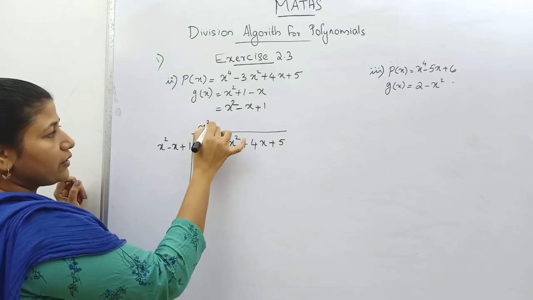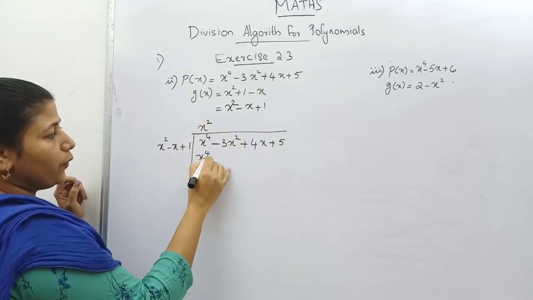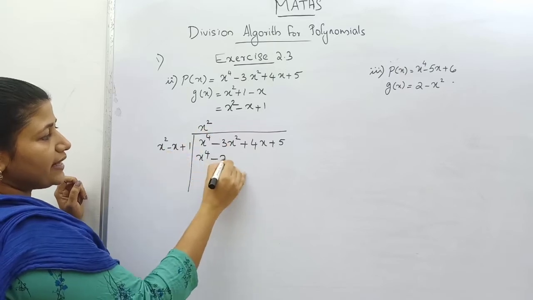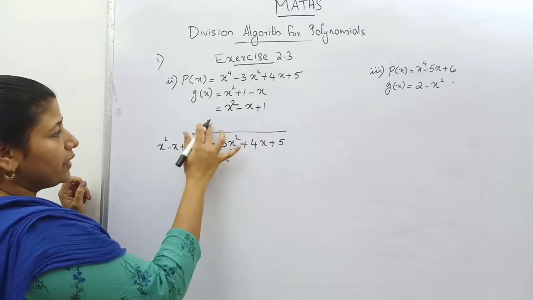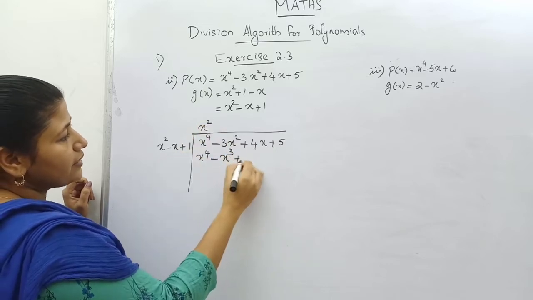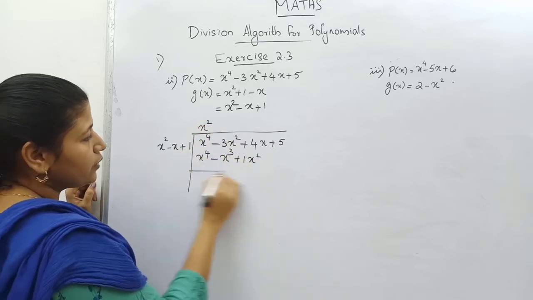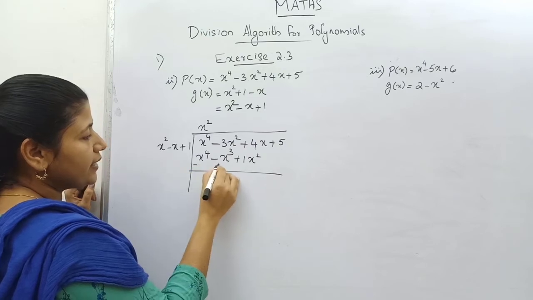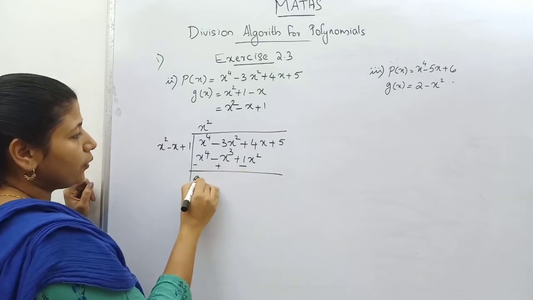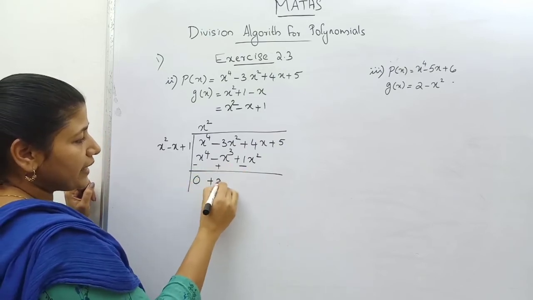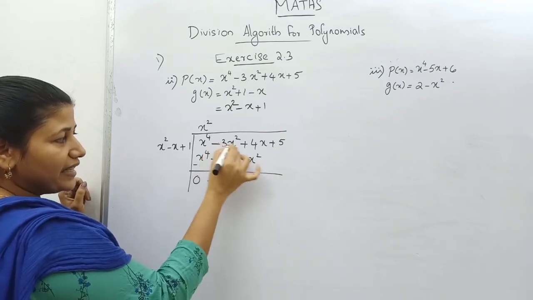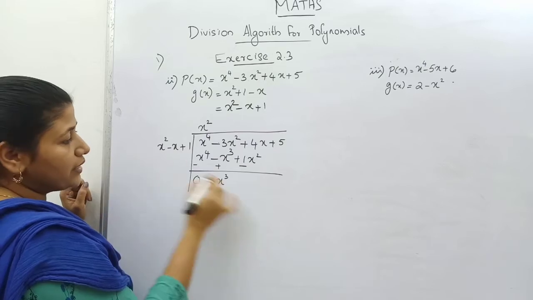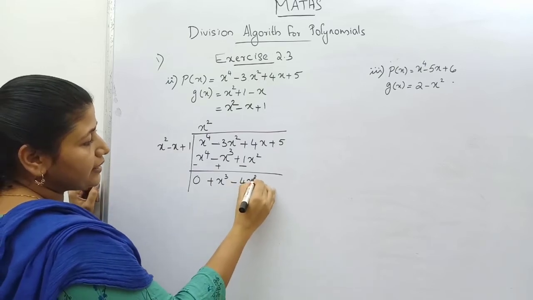So multiply with x square. X square into x square is x raised to 4. X square into negative x is negative x cube. Here x cube is missing. And 1 into x square is 1x square. So just multiply, I am changing the sign, so it will be 0. The x cube term will be plus x cube. And we want to add this minus 3x square and minus 1x square. Okay, so you will get minus 4x square.